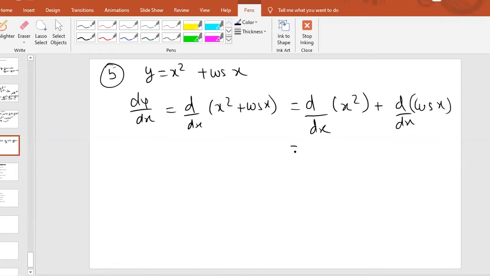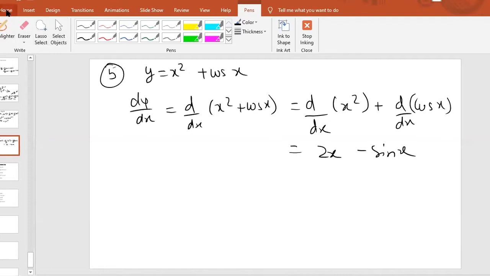Differentiation of x square is 2x. Differentiation of cos x is minus sin x. So the answer would be 2x minus sin x. Very good. So I think most of you have got the answer correct. So basically we have done all the problems which I have given in the homework. The problems were very easy, so you would have easily done them.